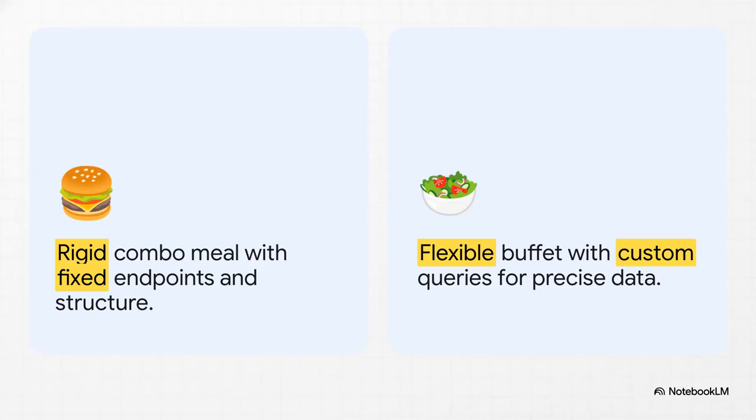When we put these side by side, the contrast is pretty stark. On one side, we have REST: rigid, fixed, and highly predictable. It's simple. You hit a URL and you know exactly the shape of the data coming back. But on the other side, we have GraphQL: incredibly flexible, driven by custom queries, and offering super precise data retrieval. GraphQL was essentially invented to solve those exact overfetching and underfetching problems that REST really struggles with, especially as modern applications become larger, more complex, and way more data hungry.